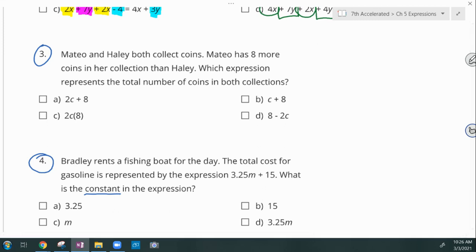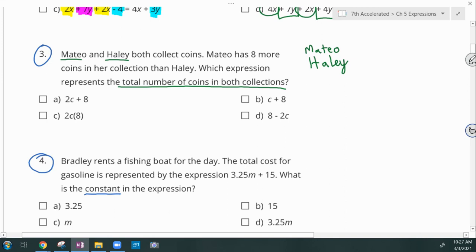Next problem we had a little bit of difficulty with was this next one. And I tried to go over an example of this, but I think some of you kind of blew off the method that I talked to you about, or maybe you made a mistake, I'm not sure. But we have Mateo and Haley both collect coins, and we want the total number of coins in both collections. So that means we have to figure out how much Mateo has and how much Haley has, and we got to add them up. So now we read it carefully.